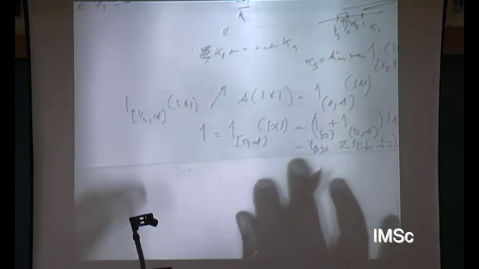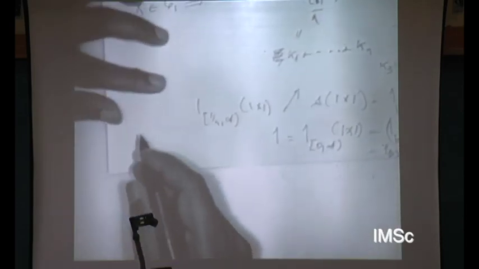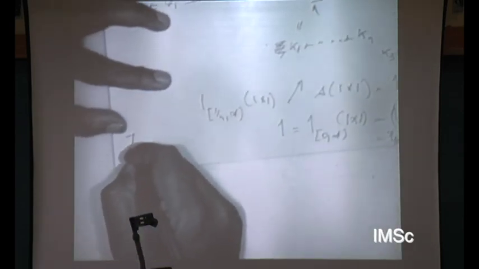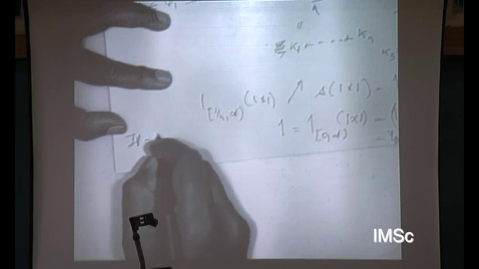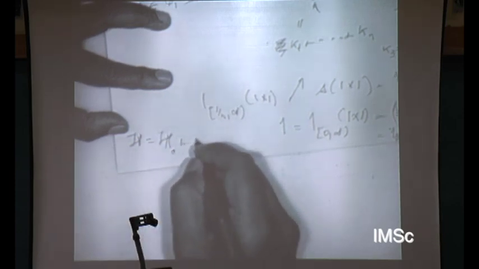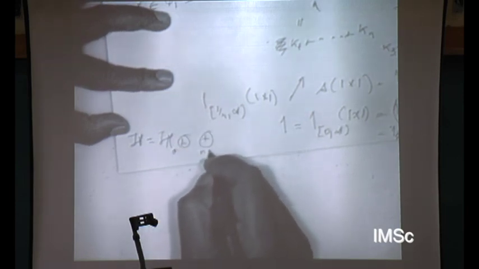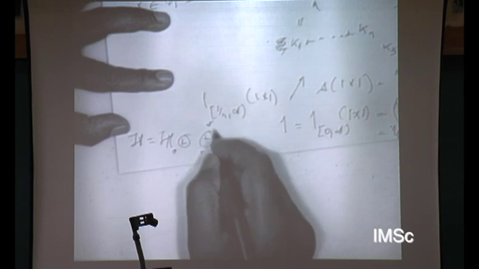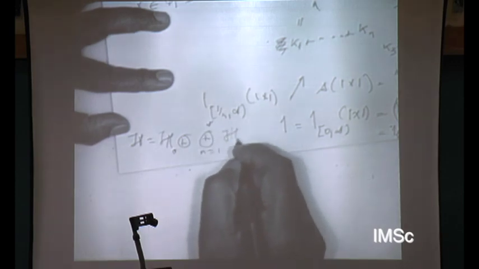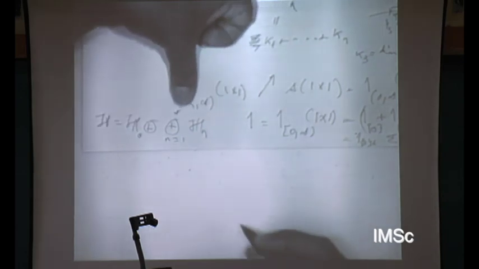So the entire Hilbert space breaks up as some H0 direct sum over all n equals 1 to infinity of Hn, where all these Hn are finite dimensional.